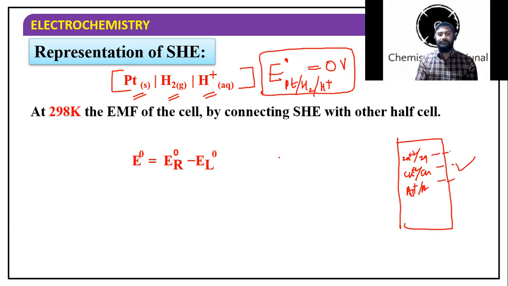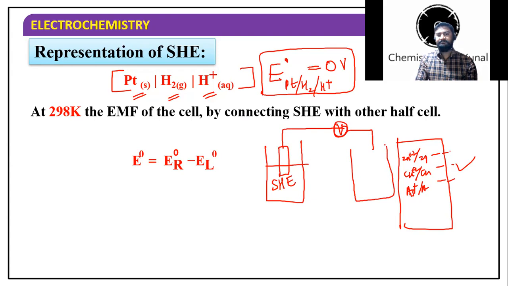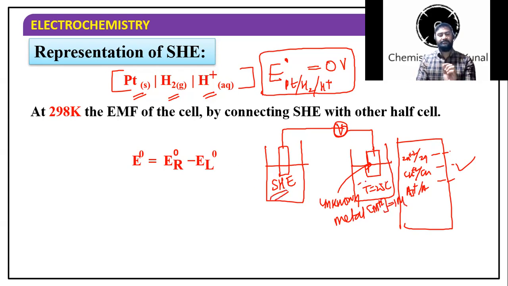Very easy. On one side, we take the S.H.E. Suppose this is S.H.E., the platinum rod and all this setup. The other side, I pass it through a voltmeter, and the other side we connect it with an electrode, which is an unknown metal. We take standard temperature 25 degrees Celsius, concentration of metal ion is 1 molar. Everything is standard. And then, can you guess what will happen now?